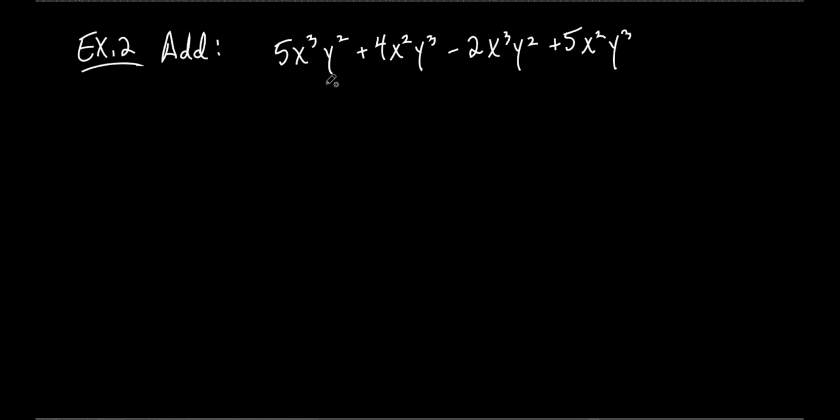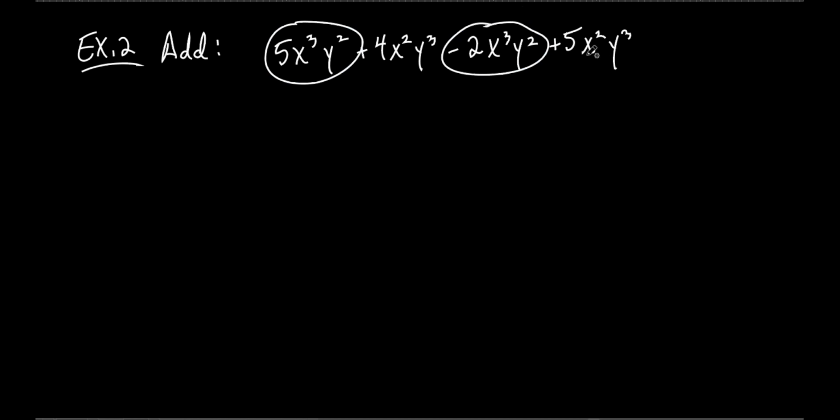You just have to find out which ones are the same term. So look at the first one. I got an x cubed y squared. I don't care about the 5. Okay, I got x cubed y squared. Do I have any other things in here that are exactly x cubed y squared? Yeah, this one right here. So those are the ones that I'm going to add together. So this one and this one.